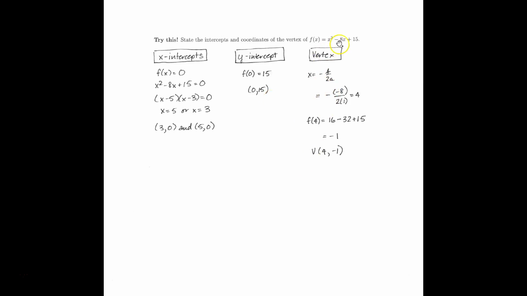And when we take the opposite of b over 2a, that's the opposite of negative 8 over 2 times 1, and that actually is positive 4. And when we evaluate f at 4, we have 16 minus 8 times 4, which is negative 32, plus 15, and we get (4, negative 1). What you should have is some graph paper, and you can graph the parabola and see what it looks like. And we can also check this problem using Desmos.